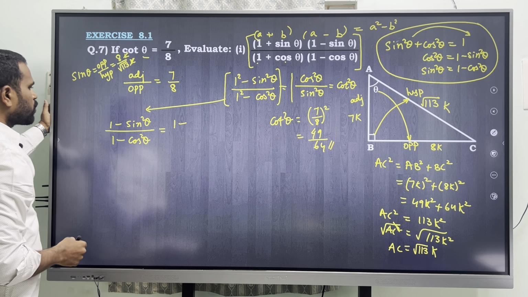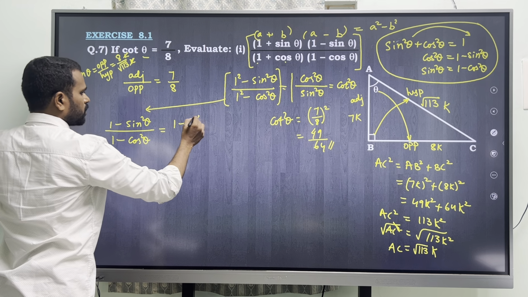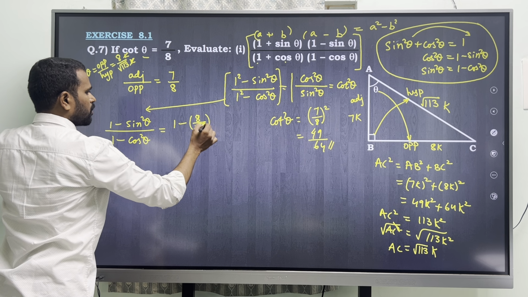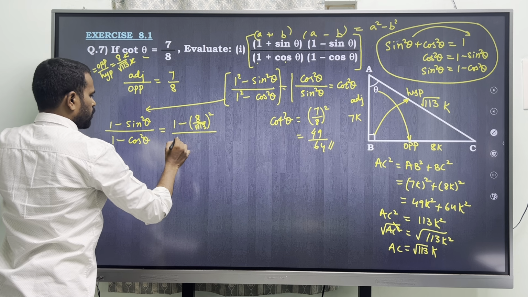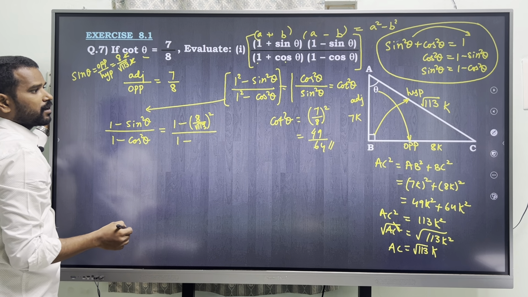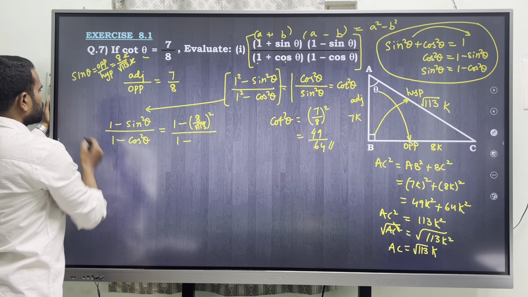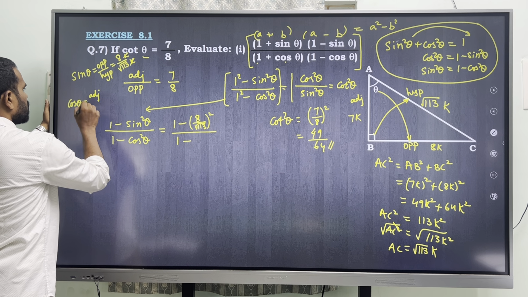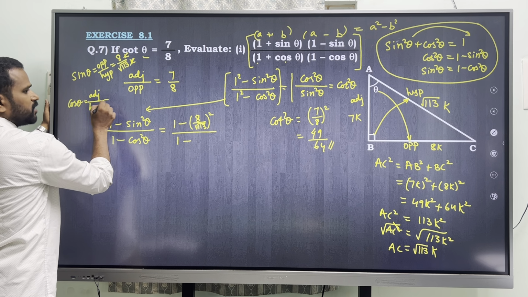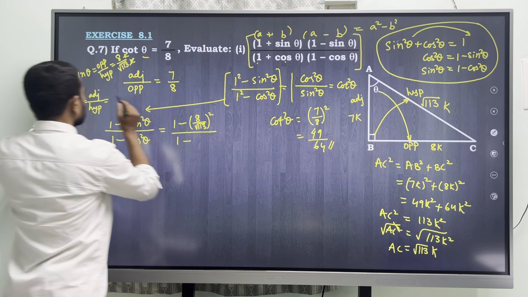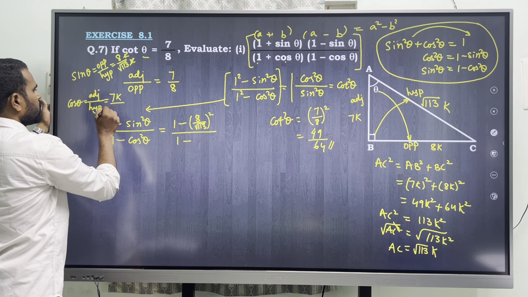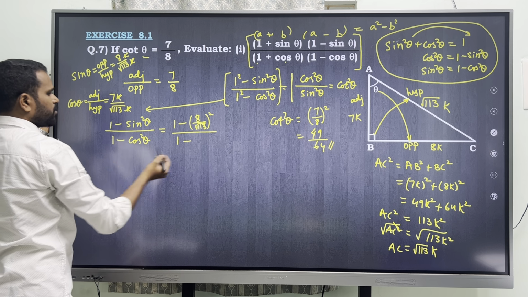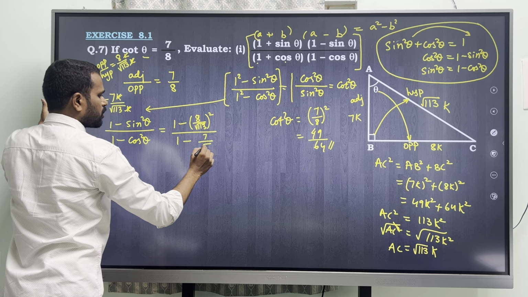Okay, 8 upon root 113, whole square, by 1 minus cos square theta. Cos theta, what is the cos theta definition? Cos theta is equal to adjacent upon hypotenuse. Adjacent is how much? 7k upon root 113k. Okay, k cancels, 7 upon root 113.